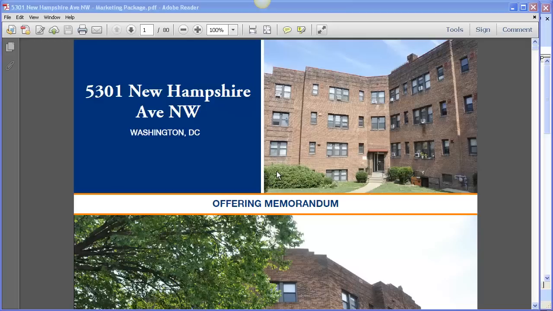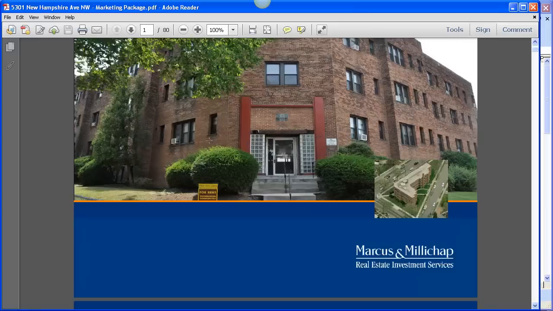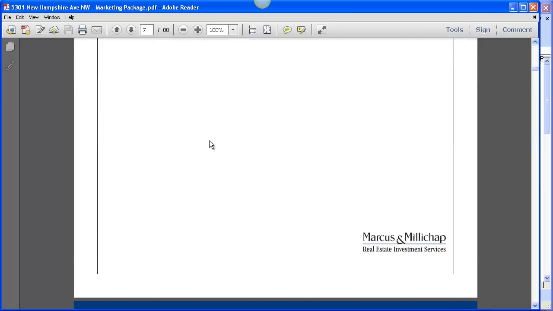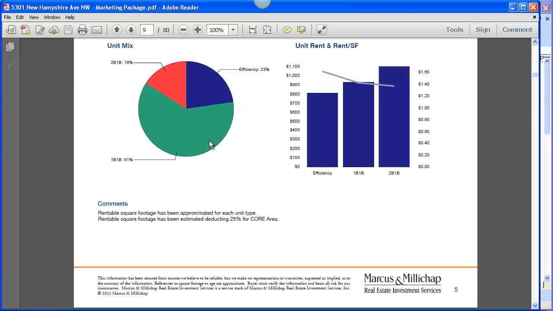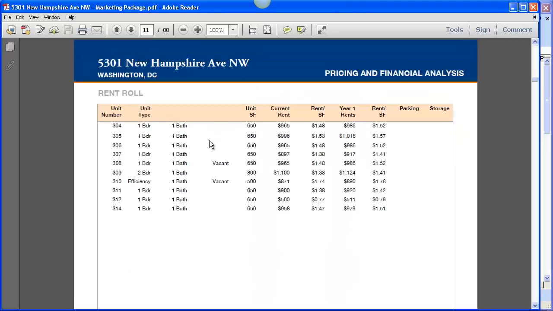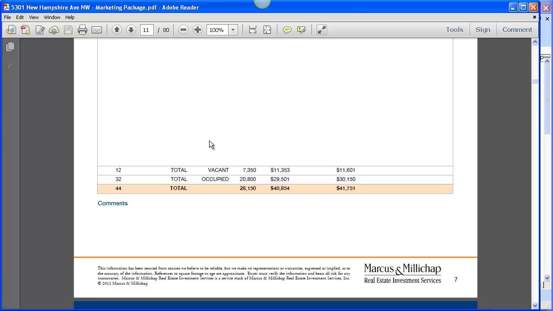Now your job is to turn this thing around as quickly as possible without spending too much time on it. So we'll look at the pretty pictures, but really what we're looking for is the income. And the reason is because we're going to use the 50% rule for the expenses. So we'll look at the rent roll, which is here, and which is then nicely summarized down below.